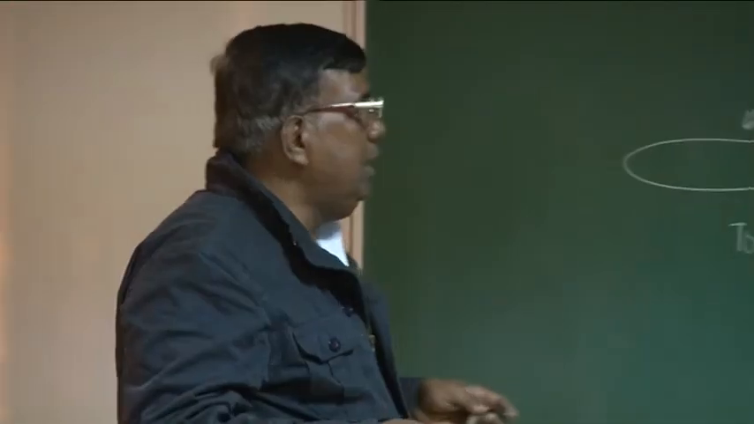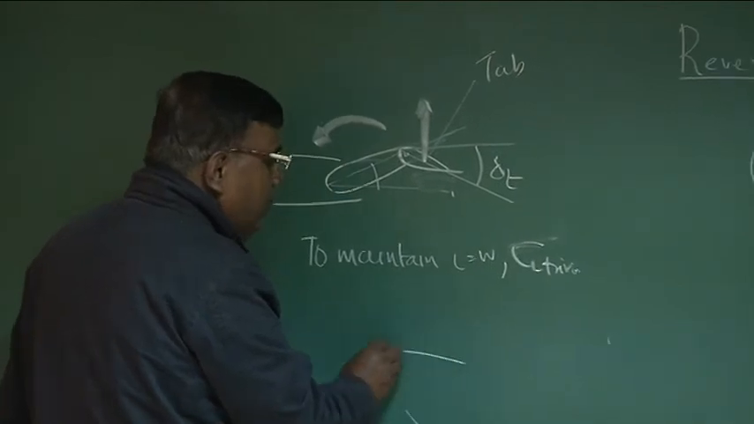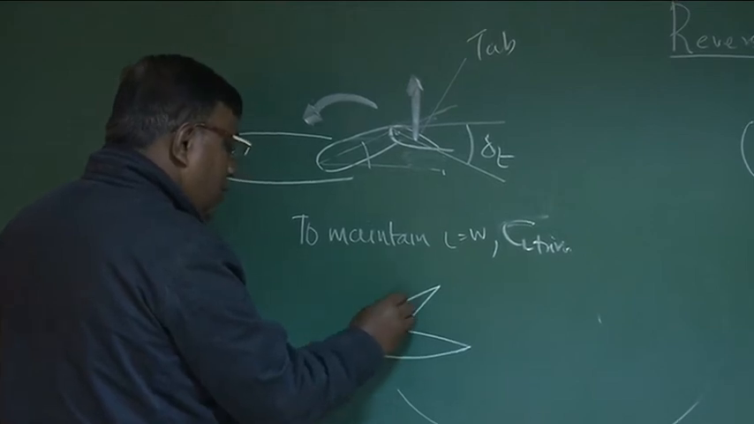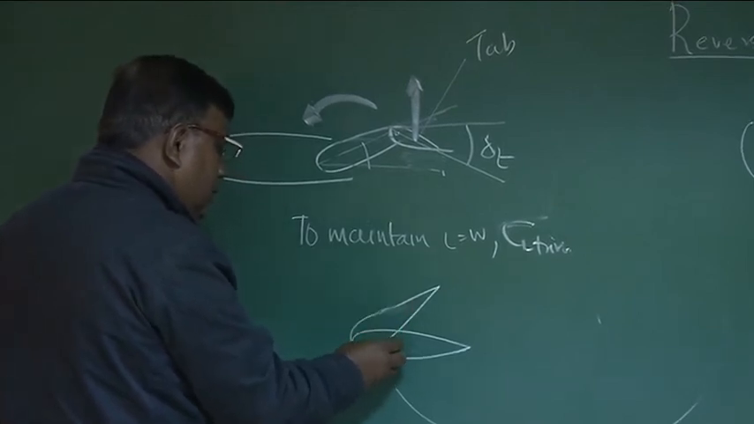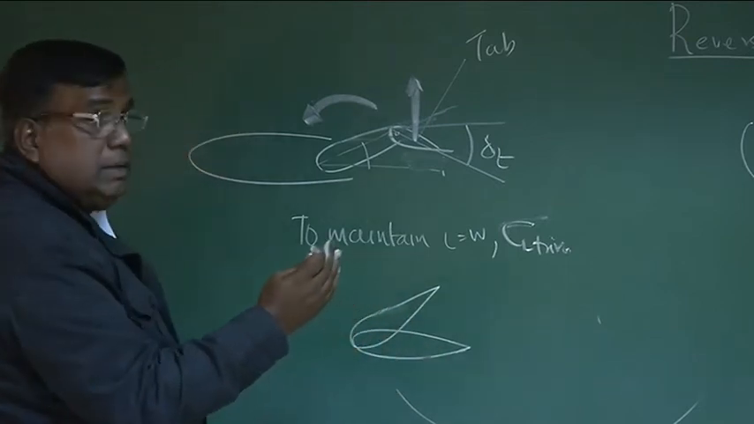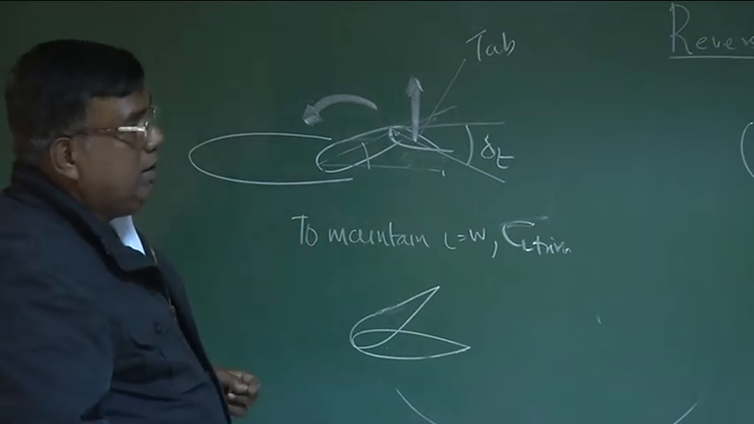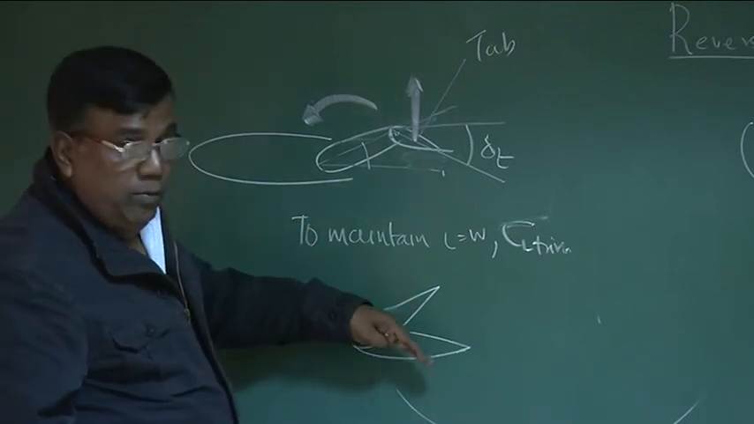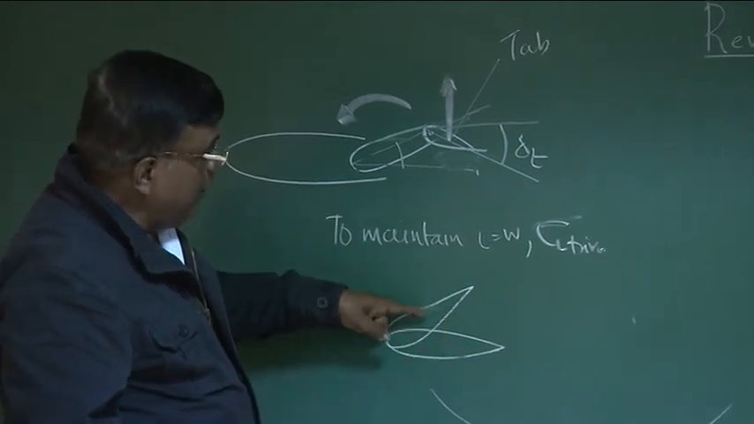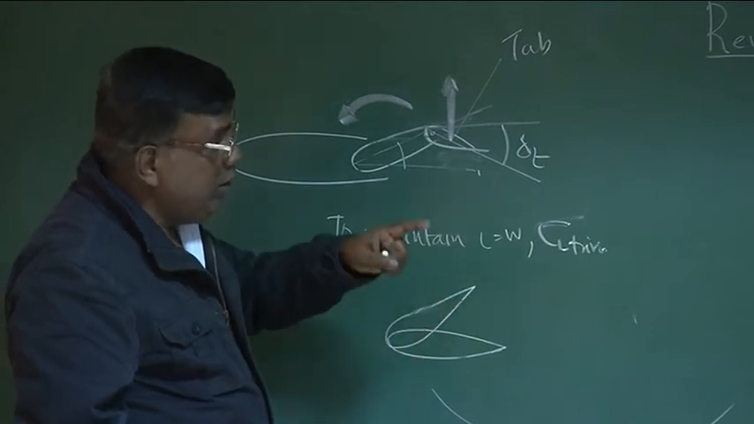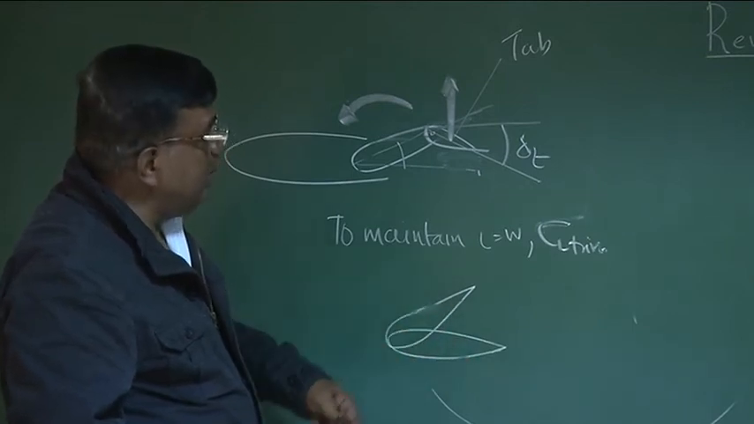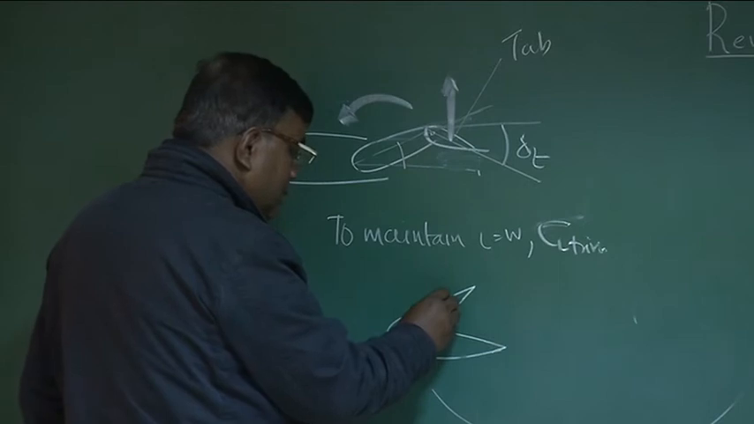Okay? I repeat, how did the pilot turn this elevator from this position to this position? By giving a moment so that it can turn like this. Okay, this is clear? But because of the restoring tendency of the elevator, CH delta E, it will try to come down like this. You have to hold it here. Please understand, this is a very important thing. The moment it is kept at this new delta E, because of CH delta E, it will try to come down like this.